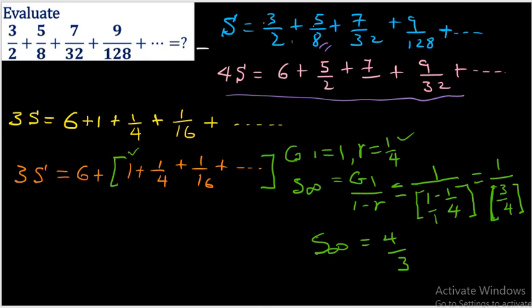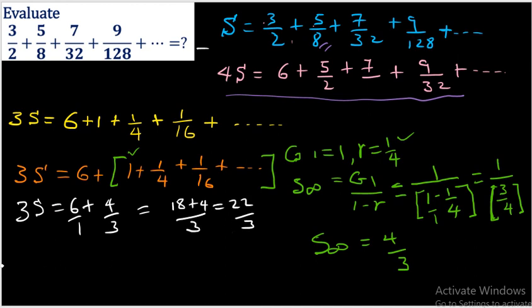Therefore, let us try to finalize now. 3s is equal to 3 plus 6 plus 4/3. Again, here we can apply crisscross: 18 plus 4/3, which is 22/3. This is 3s.